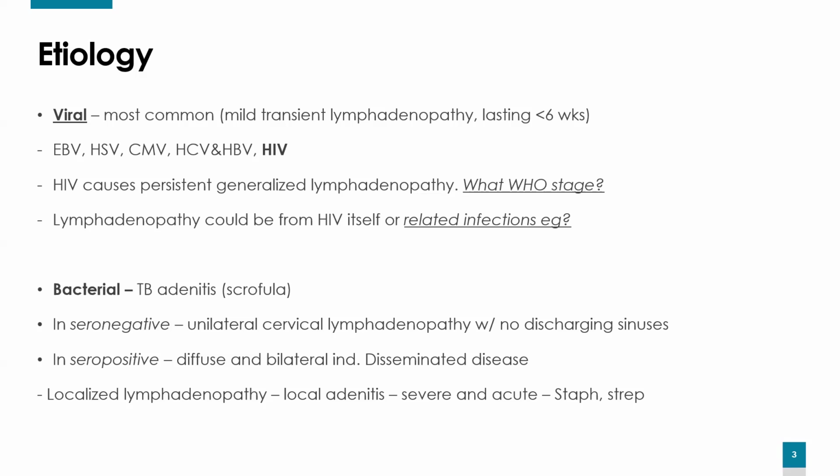Yeah. So another cause of bacterial lymphadenopathy is due to strep and staphylococcus. It causes localized lymphadenopathy or local adenitis. This is usually severe and acute. So when you're taking the history, the patient will tell you they were okay for a few days, then the next day they experience extremely painful lymphadenopathy, especially in the neck region. That could lean you towards staph and strep, localized lymphadenopathy.